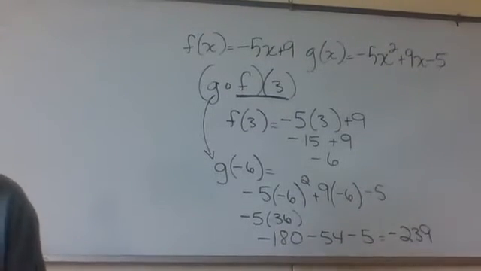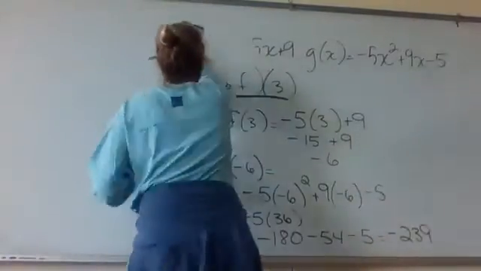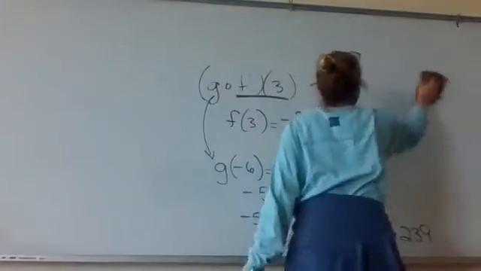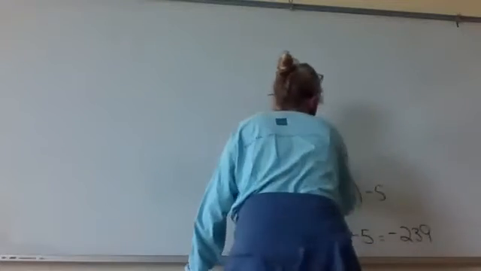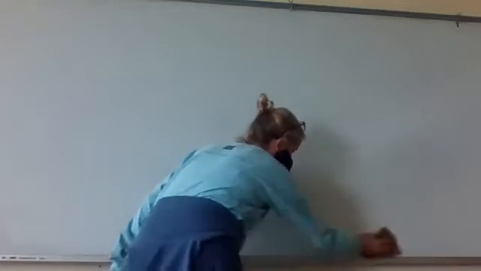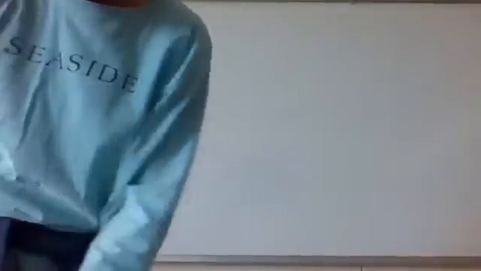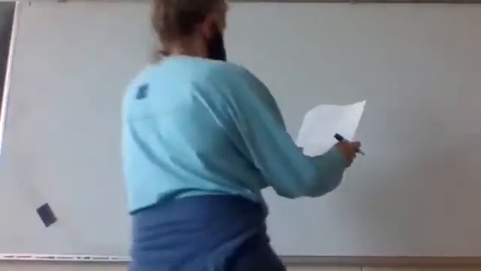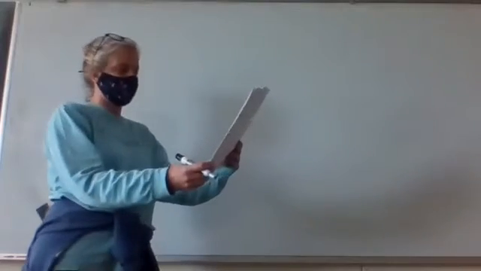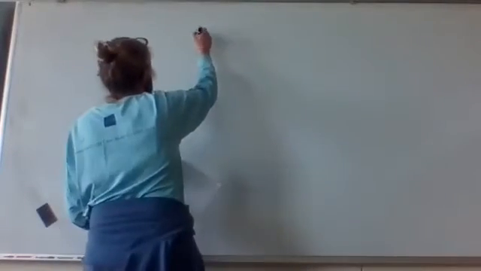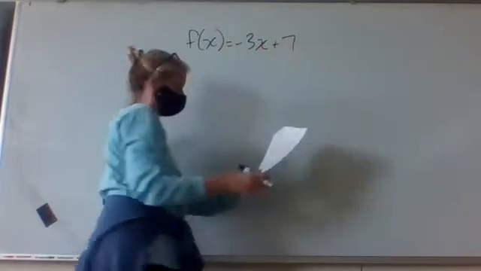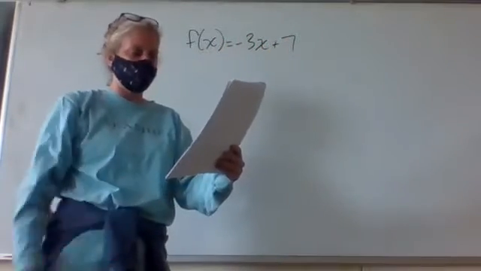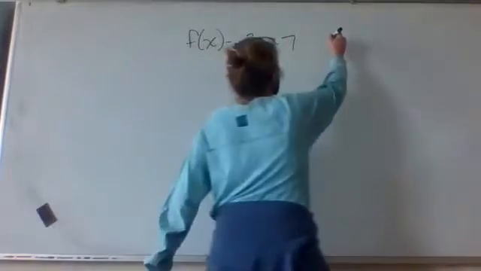Okay, number 19. All right, another composition of functions. This time my first function is f of x equals negative 3x plus 7. My second function is g of x equals 2x plus 8.